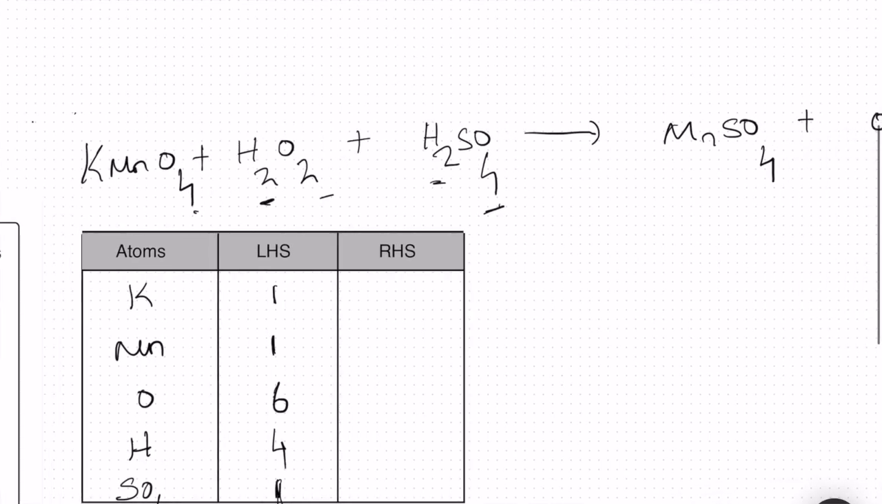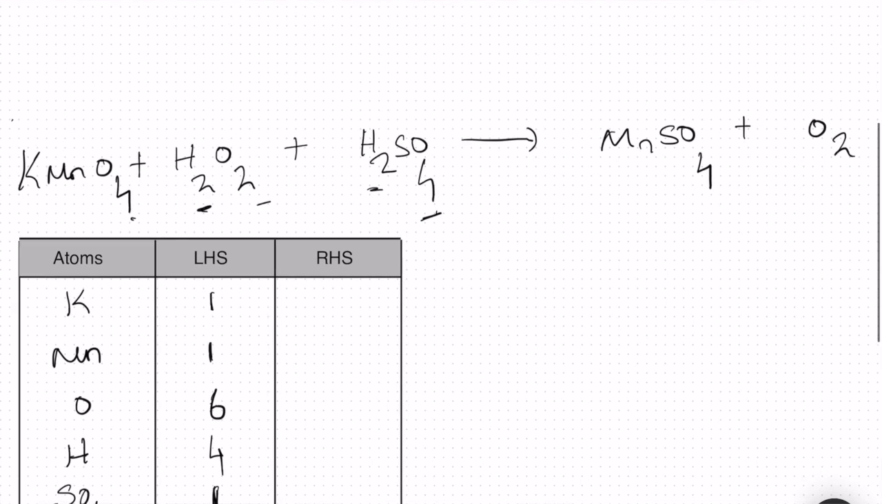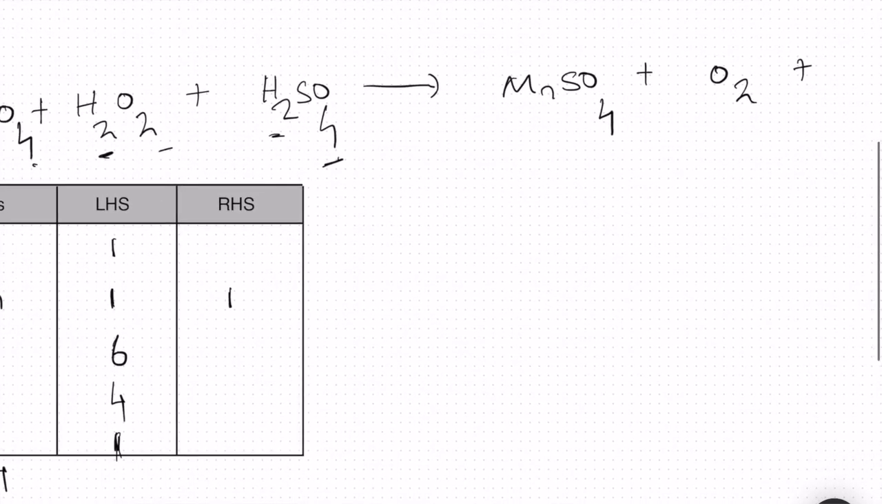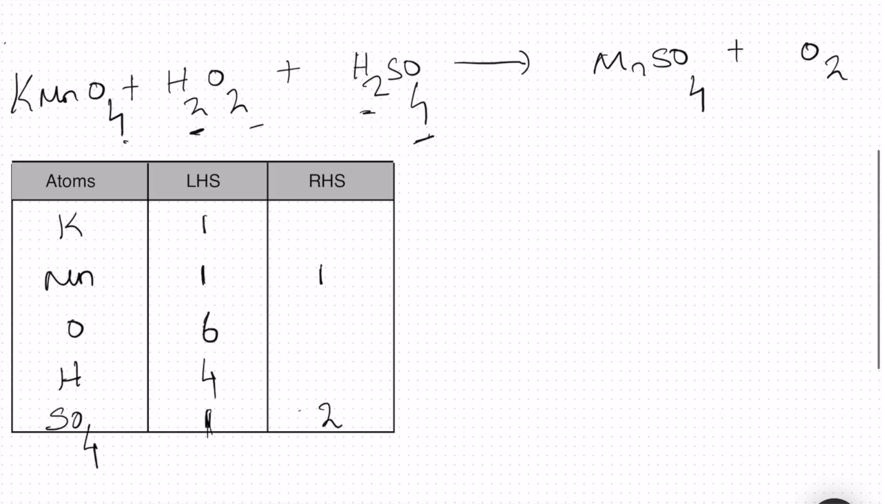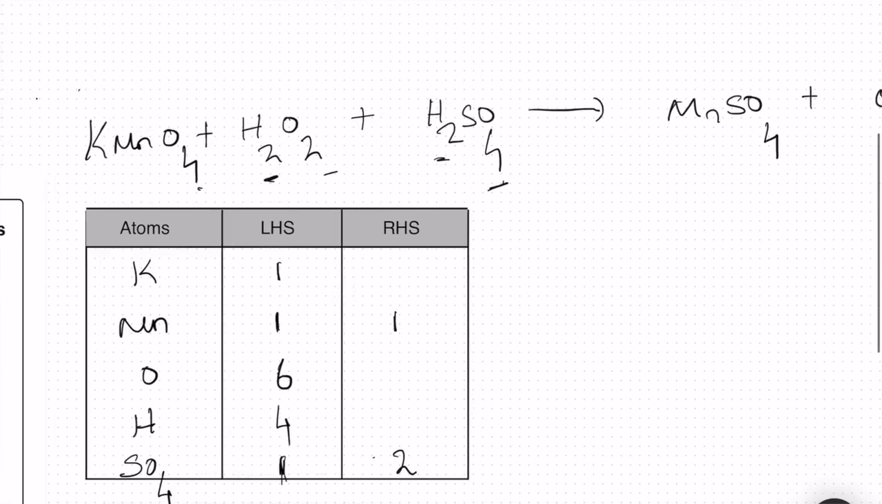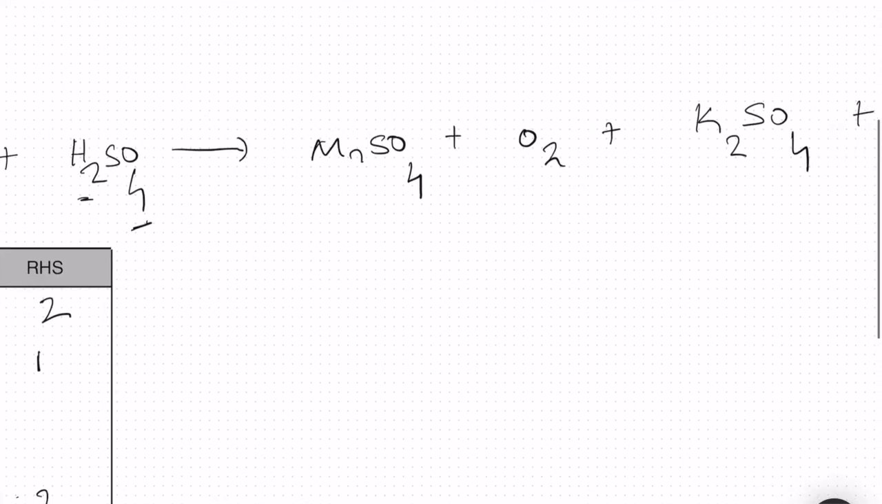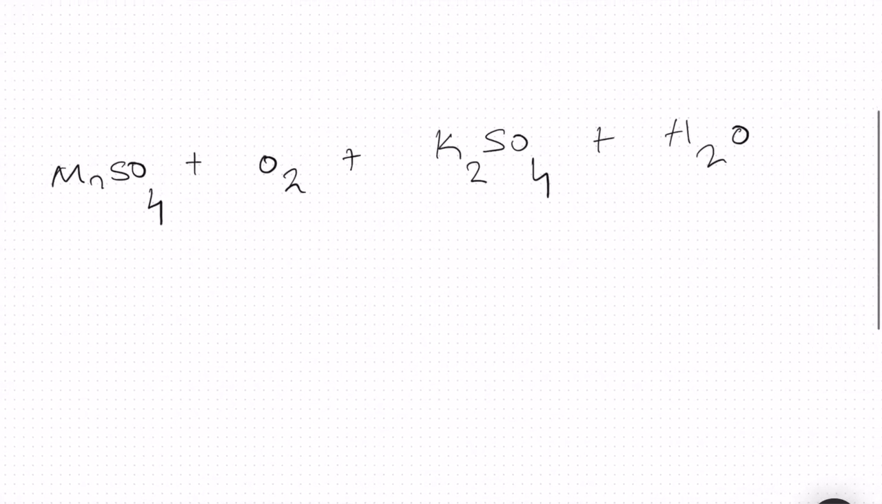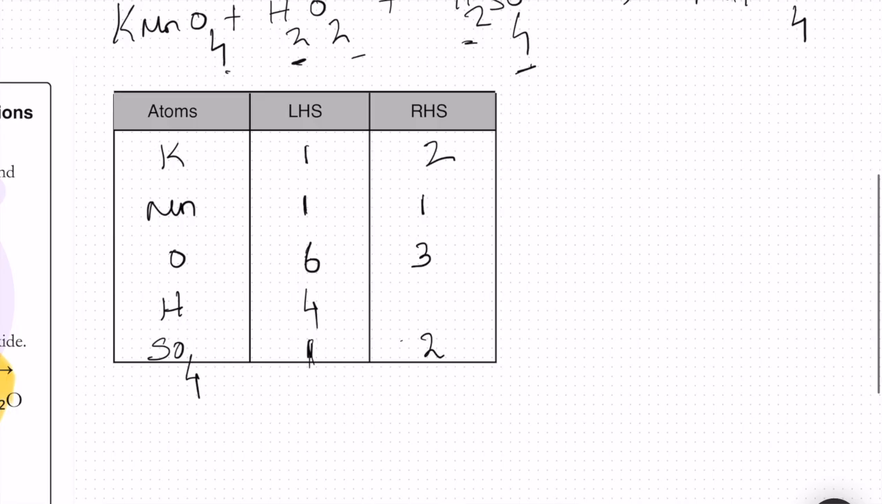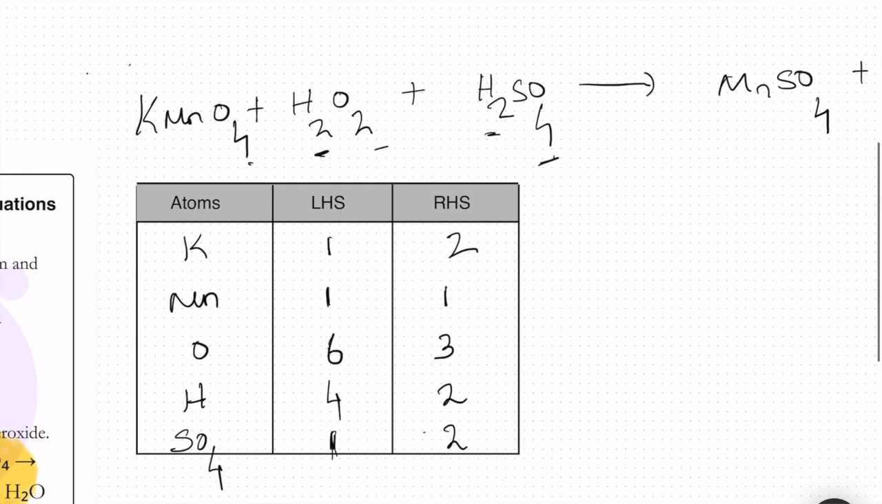We have 1 on the LHS. Moving on to RHS, we have 1 manganese, 2 polyatomic sulfates. How about potassium? We have 2 potassium. And how about oxygen and hydrogen? We have 3 oxygen and 2 hydrogen. Okay, where do we begin?